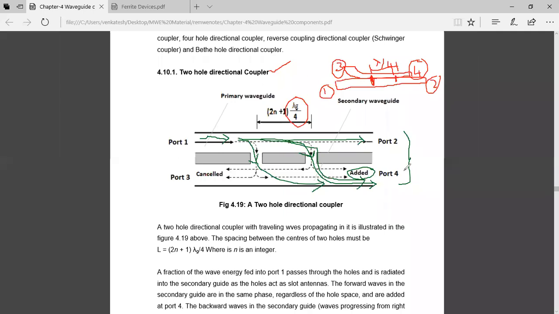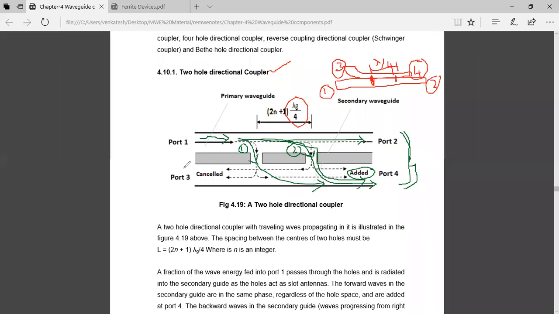The signals which are coming toward port 2 and port 4 will be added from the energy coming out of these two holes. So this is the first hole we have, and this is the second hole. The signals coming out of the first hole and second hole will be added up and come toward port 4. So we can consider that port 2 and port 4 are the output ports. These have good coupling with respect to port 1.